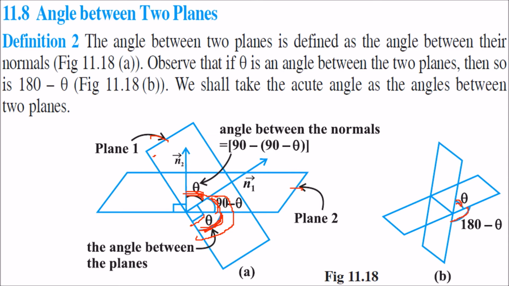But if you talk about the normals, n2 is perpendicular to plane 2, n1 is perpendicular to plane 1, and the angle between them is nothing but this angle, which is the angle between the planes. So it is actually 90 minus (90 minus theta), which is equal to theta. So we can find the angle between two planes as the angle between the normals, or the perpendiculars to the planes.